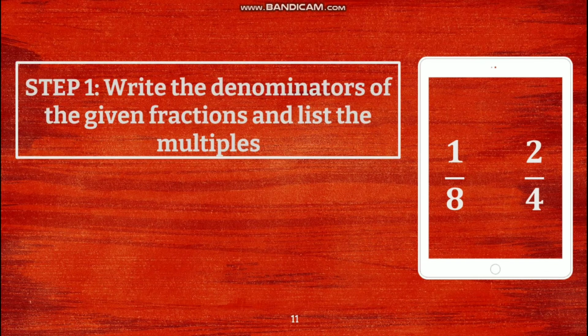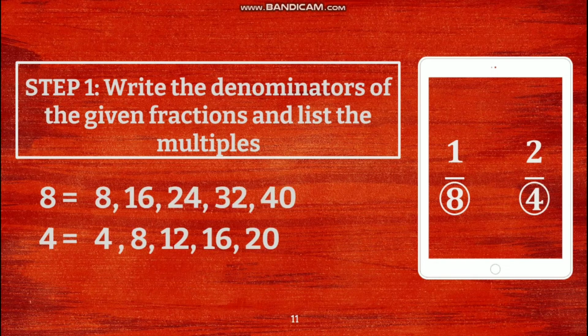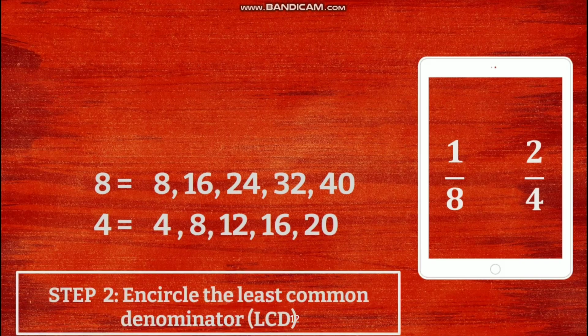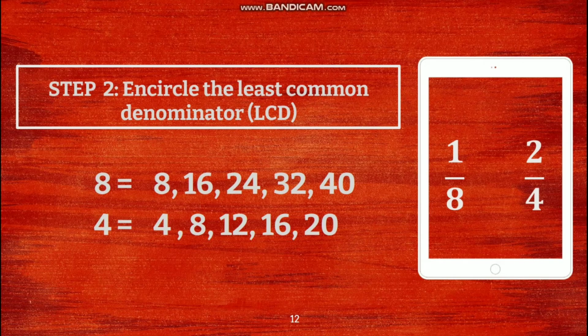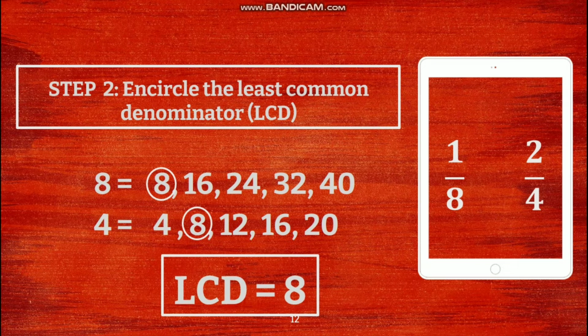So, let's change 1/8 and 2/4 to similar fractions. First step, write the denominators of the given fractions and list the multiples. In 1/8 and 2/4, the denominators are 8 and 4. So list down the multiples of 8 and 4. Then, next step, encircle the least common denominator or the LCM of 8 and 4. So the LCD or LCM is 8.